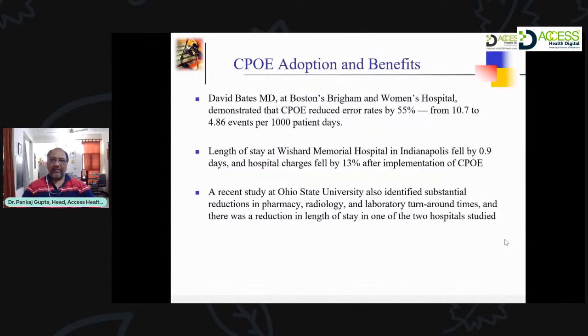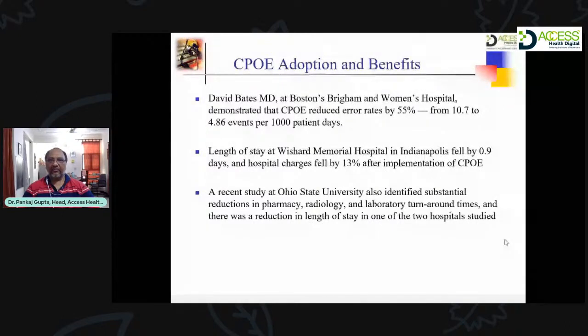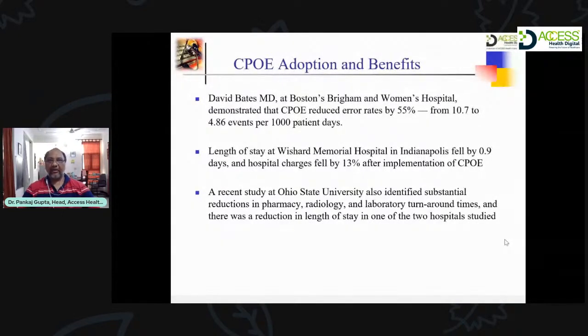The best examples or best success stories have come from Dr. David Bates, who actually did a lot of implementations, and he figured out that about a 55% reduction in error rates can happen if the implementation is done well. And many of the other case studies are also here, so you can look them up. When you Google it, you can find very detailed papers for each one of these case studies; I've just given references here.